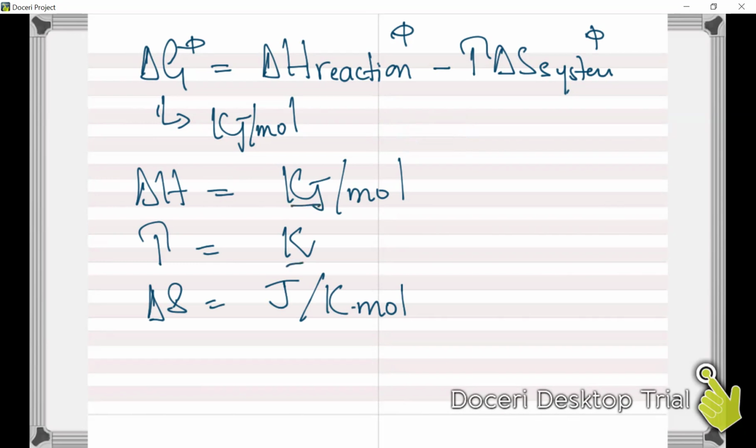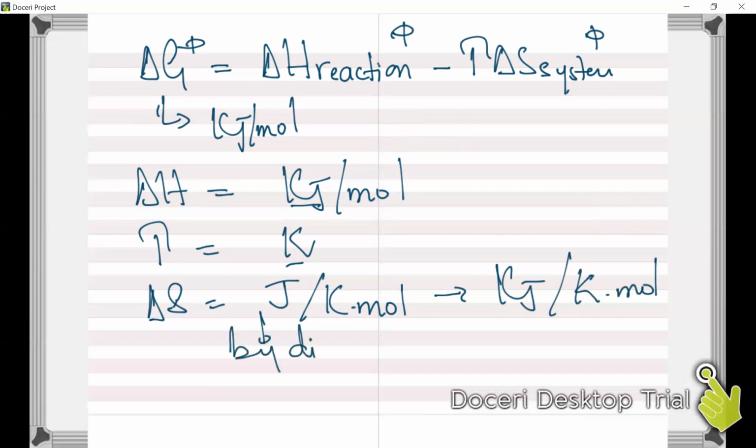All of them are in kilojoules. So do you think that it can remain in joule per Kelvin mole? No, it needs to be calculated in kilojoule per Kelvin mole. How can you do it? You can do it by dividing it by 1000. Are we clear? Are we done writing it? Shall I move on?